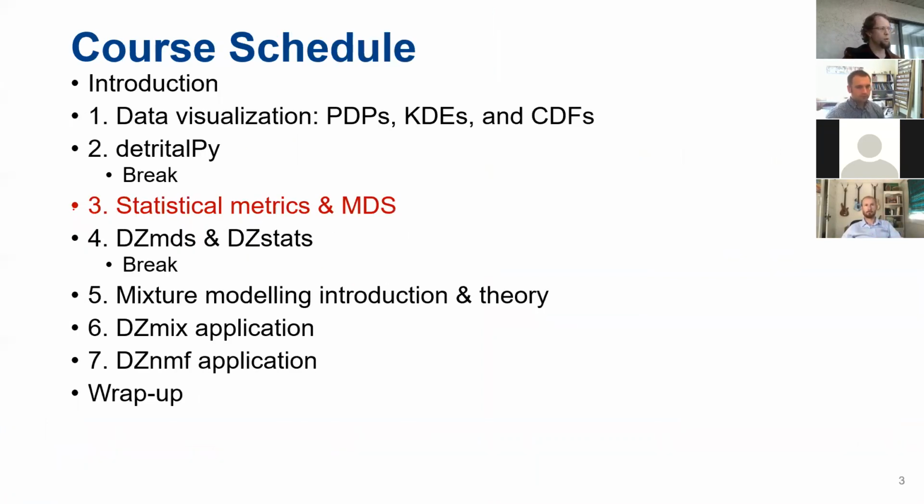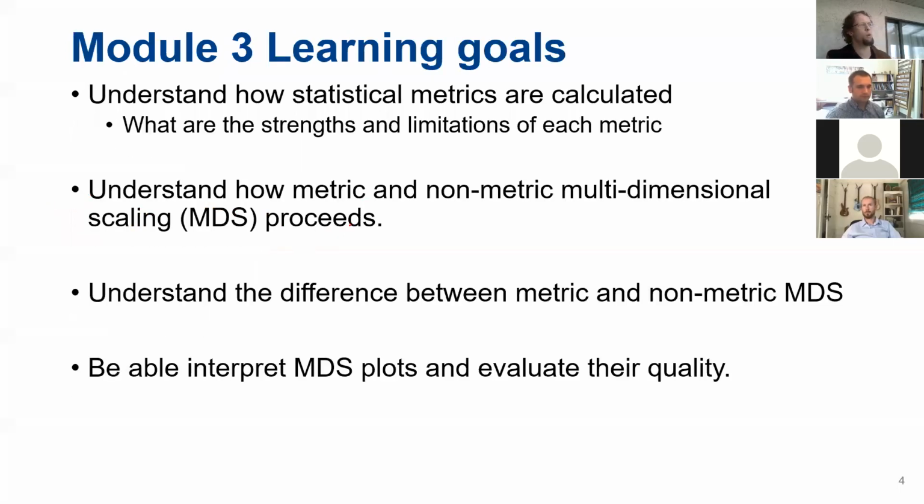In terms of our course schedule, we're here, module 3. In terms of what I hope to get out of module 3, I want you to understand how these statistical metrics are calculated, some of the main ones used in detrital geochron, and what the strengths and limitations of each are. I want you to understand how metric and non-metric multi-dimensional scaling works, and the difference between those two, and then be able to interpret MDS plots and evaluate their quality. Those are the takeaways here.